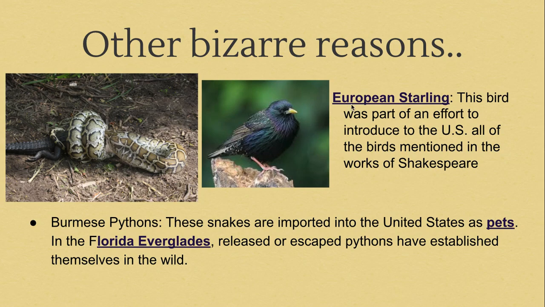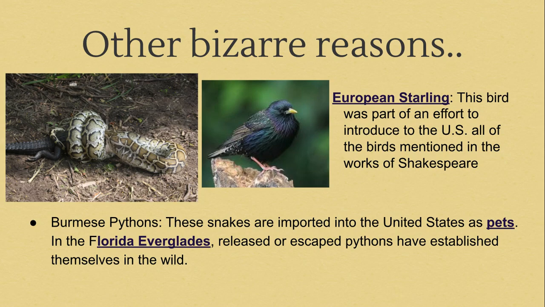This bird is native to Europe. It was only introduced to the United States because one guy who happened to have a lot of money, and who also happened to like Shakespeare, decided that every bird mentioned in a Shakespeare work needed to be in the United States. So he bought a flock of these birds. He bought like 100 of them, and he let them go in Central Park in New York City.